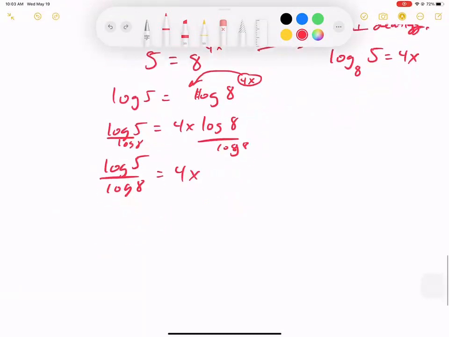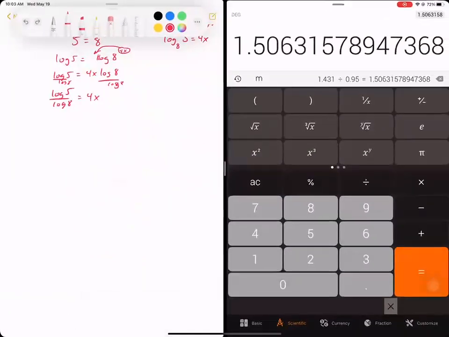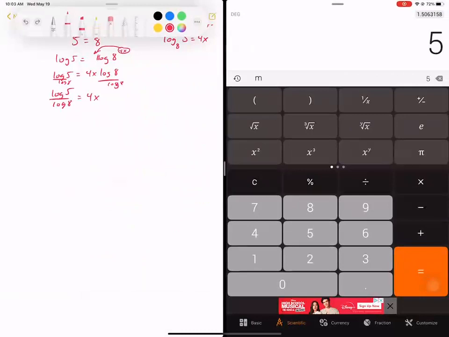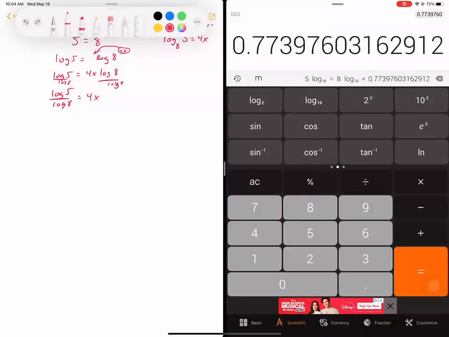Now, calculator work. What's log 5 divided by log 8? That's not going to be a nice number. It's going to be some decimal. Let's go ahead and type that out. Log 5 divided by log 8. Bam. We have 0.77. And now you could write 0.77 here. You could. But I'm going to go ahead and divide both sides by 4 anyway.